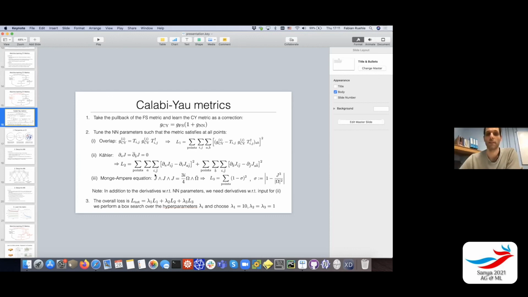Yeah, that's a possibility. Yes, you fix the cohomology class of the metric for which you want to have the Ricci-flat metric, and then you optimize to get the metric in this cohomology class.